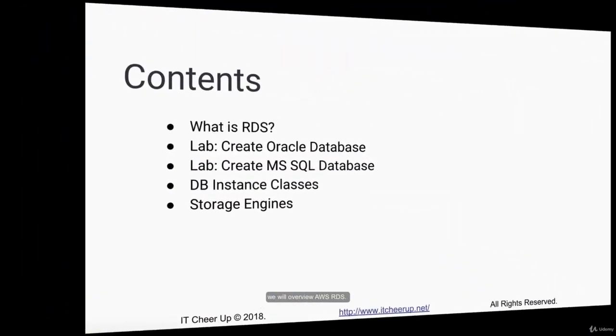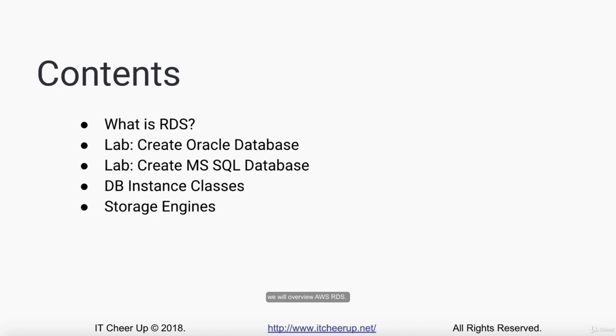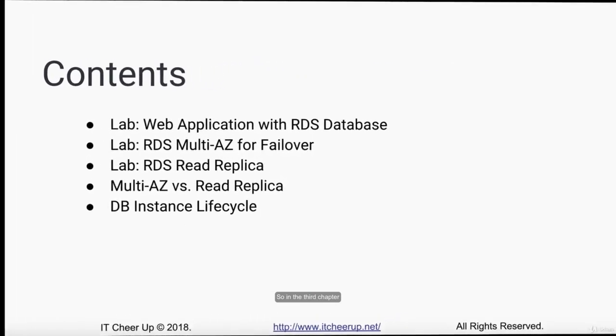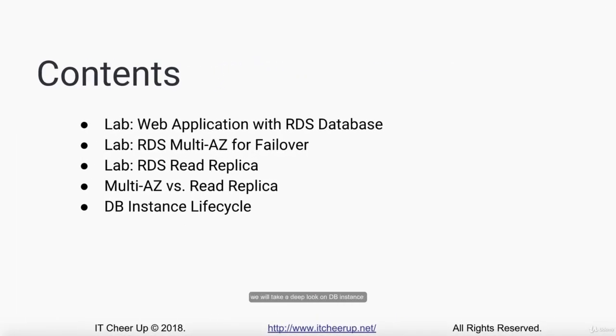So in the second chapter, we will overview AWS RDS. What is RDS? We will warm up with 2 laboratories, create Oracle database and create MS SQL database. Then I will explain the DB instance classes and RDS storage engines. DB instance is the basic building block of AWS RDS. So in the third chapter, we will take a deep look on DB instance life cycle.